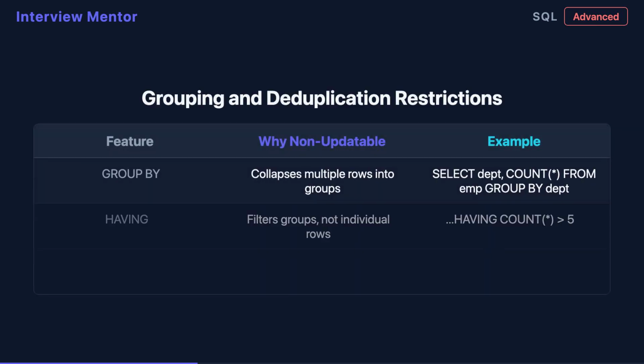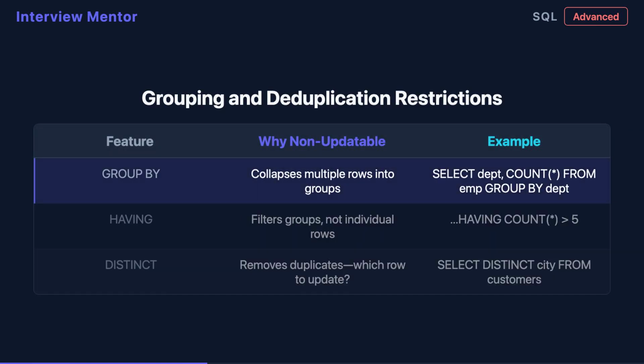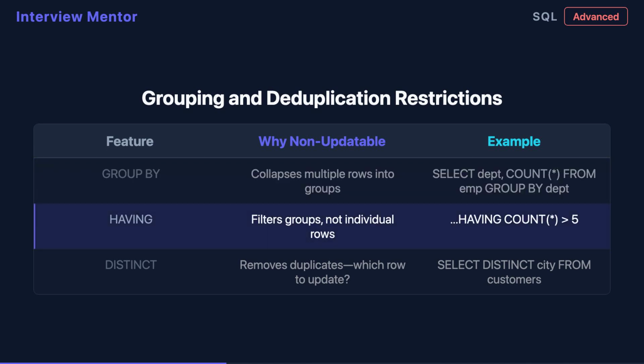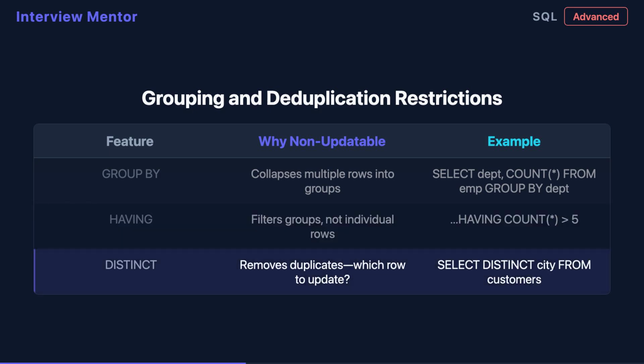Group by and having clauses cause the same problem. They group rows together, so updating a grouped result doesn't map cleanly to base table rows. Similarly, distinct removes duplicates. If you update a distinct value, should all the original duplicate rows change or just one? The database refuses to guess, making the view read-only.